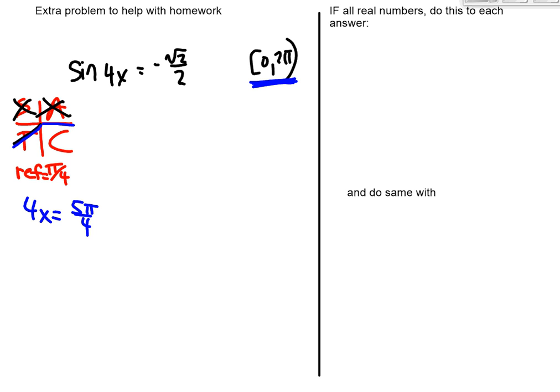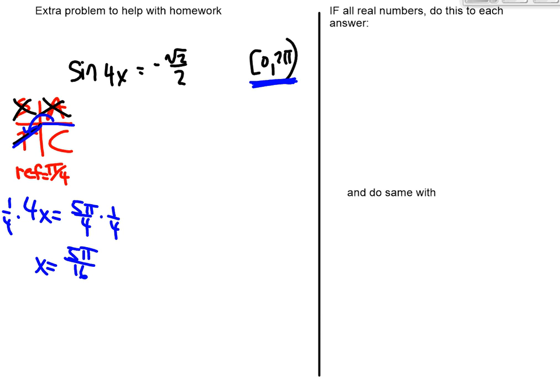For this first one right there, when I multiply by 1/4 is how I'm going to do that. And then I get x equals 5 pi over 16. So that would be one of my answers.